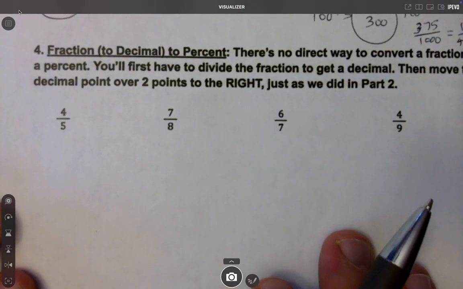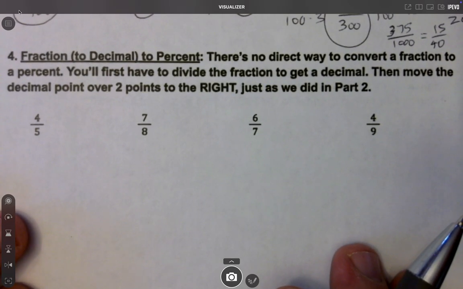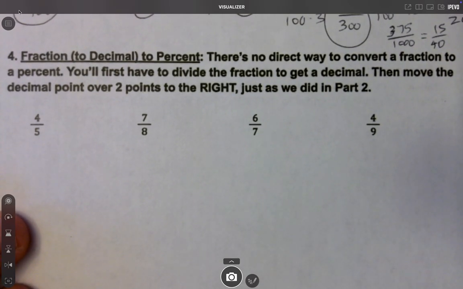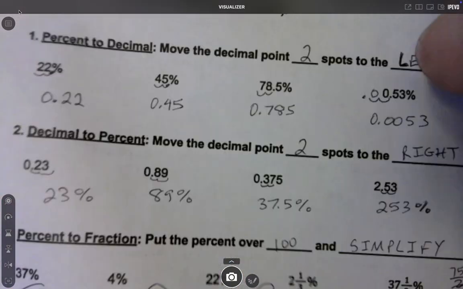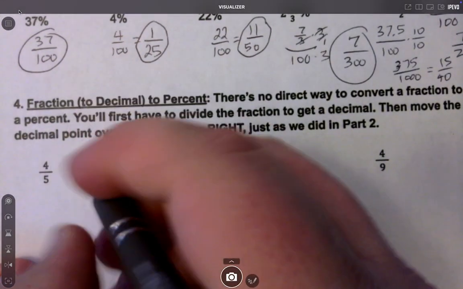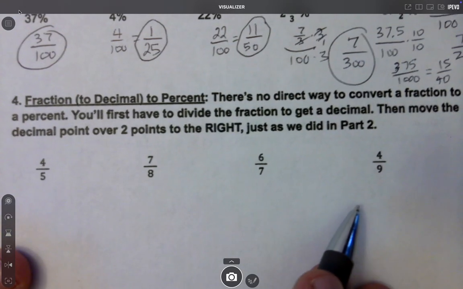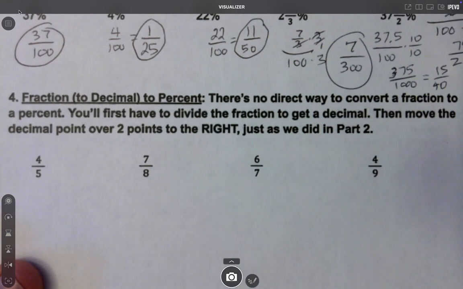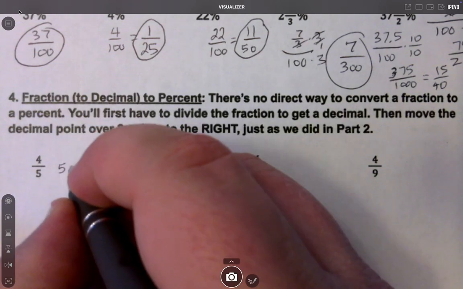So we'll first divide the fraction to get a decimal. Then we'll move the decimal point over 2 places to the right. So we're really going to use what we did in section 2, but first we'll actually turn it into a decimal. Okay, so you might know some of these. Like I think I know 3 of these off the top of my head, but I don't remember what 6/7 is, but anyway, you can do long division.